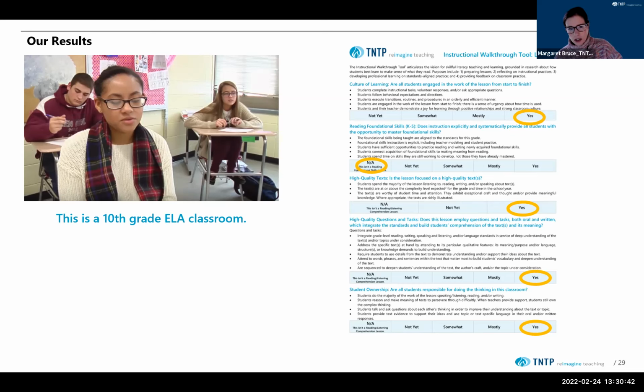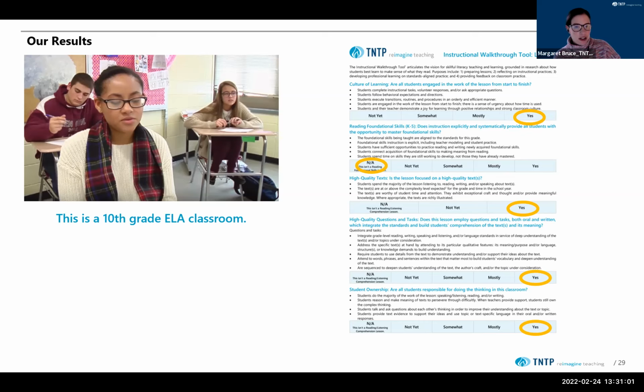Obama's inaugural address has a Lexile of 1,000 to 1,100 range, which places it on the lower part of the 9 to 10 grade band, but the text is layered with meaning, builds relevant content knowledge, and is worthy of close reading and attention. And so we are at a yes here.